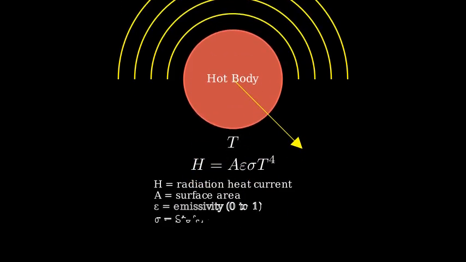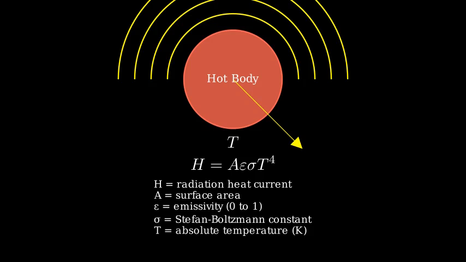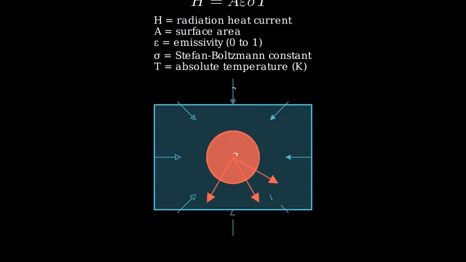The radiation heat current H is given by the Stefan-Boltzmann law. H equals A times epsilon times sigma times T raised to the fourth power, where A is the area, epsilon is the emissivity of the surface between 0 and 1, sigma is the Stefan-Boltzmann constant, and T is the absolute temperature in Kelvin. When an object at temperature T radiates to surroundings at temperature T0, the net radiation heat current is H net equals A times epsilon times sigma times T to the fourth power minus T0 to the fourth power.